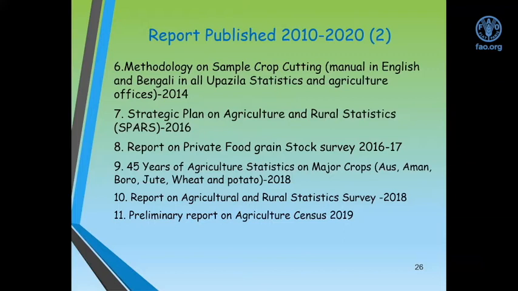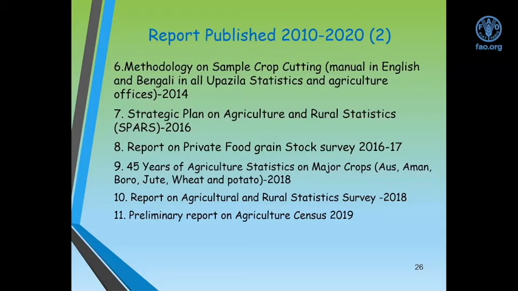in 2018. It has a rural area survey covering rural socio-economic conditions, land ownership, equipment, income, agriculture income, non-agriculture income, market facilities, and women and girls are involved in this survey. Next, the preliminary report of the Agriculture Census 2019 is already published.